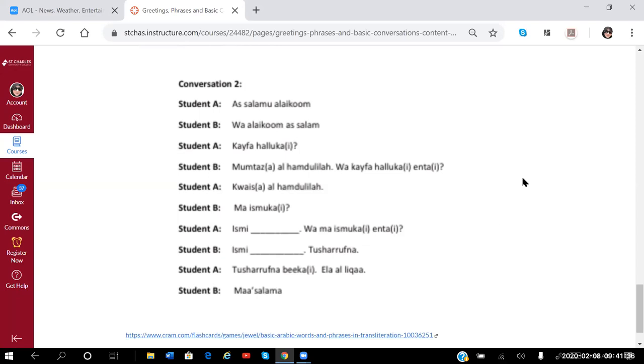I'm sorry, it sounds like you cut out or I cut out for a moment. Mumtaza is for a female. And you're talking about yourself, so you're mumtaza. Okay. Mumtaza alhamdulillah, wa kaifa haliki inti? Kwaysa alhamdulillah. Ma ismuki? Ma ismuki enti? Ismi Lori, tasharafna. Tasharafna biki. Ila alaka. Masalama.